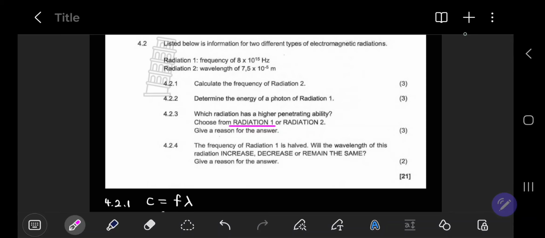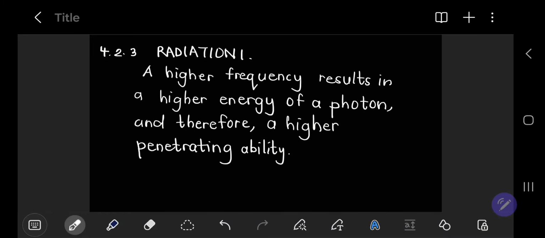Let's write that down. So how does this actually work? We said a higher frequency has a higher penetrating ability, but how is frequency linked to penetrating ability? Remember, the higher the frequency of a radiation, the higher its energy. So we're going to start off by saying a higher frequency results in a higher energy of a photon, and therefore a higher penetrating ability.